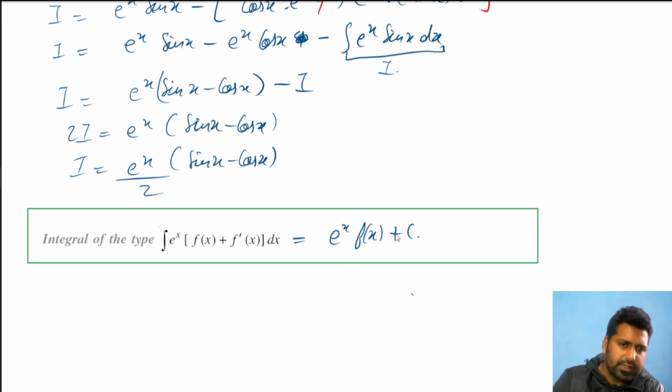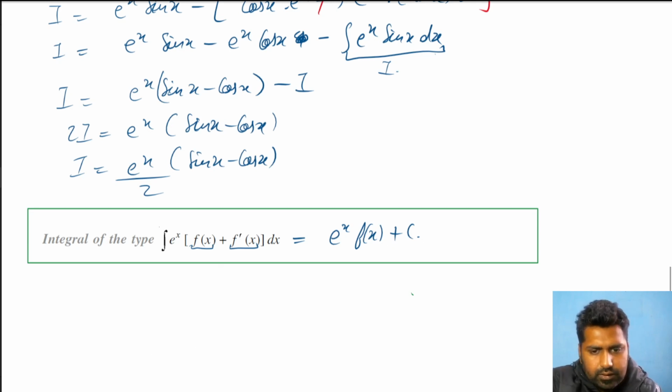And effectively you are left with only e raised to power x f(x). So what you have to learn is, if suppose there is an integration in which you have a function like e raised to power x and inside I can write f(x) plus f dash x, I don't have to solve anything. I'll write the direct answer e raised to power x f(x) plus c. Okay. Let's look at some questions based on this format.